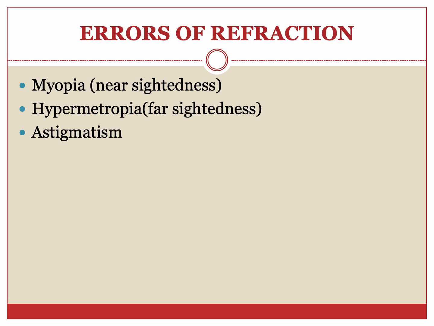Now moving on to errors of refraction. So what are the errors of refraction? One is myopia, another is hypermetropia, and the third one is astigmatism. Myopia is also known as nearsightedness, and hypermetropia is also known as farsightedness.